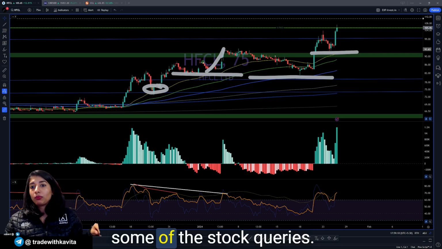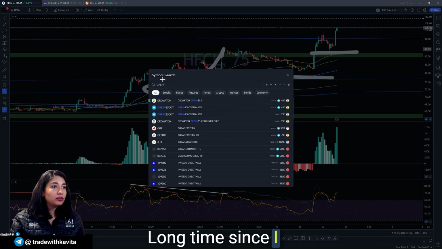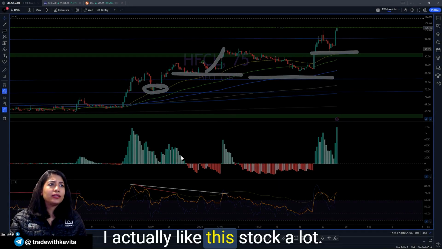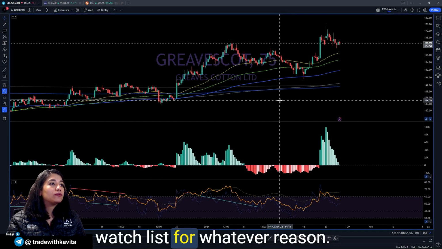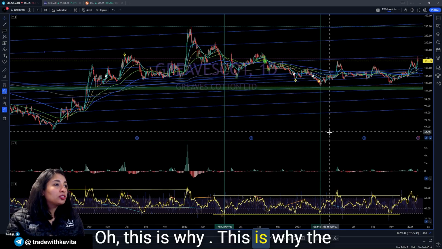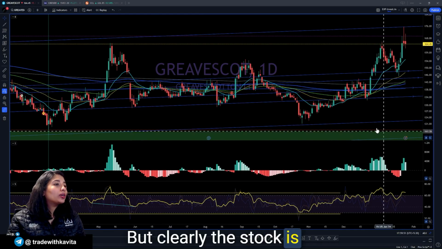Now let's take a look at some of the stock queries. Ravinder Ji is asking for GRE Cotton. Long time since I looked at this stock. I actually like this stock a lot. I think it probably fell out of my watch list for whatever reason. Oh, this is why the stock has fallen out, because it went into consolidation and I was like, let's cut it out. But clearly the stock is out of consolidation.